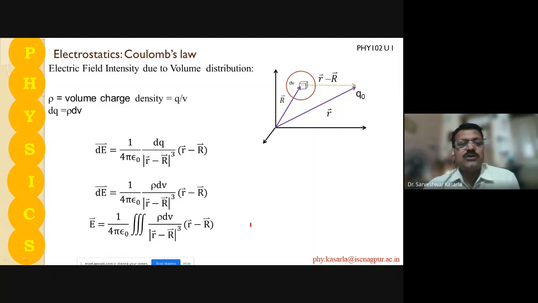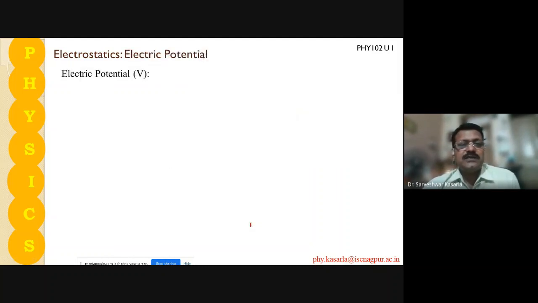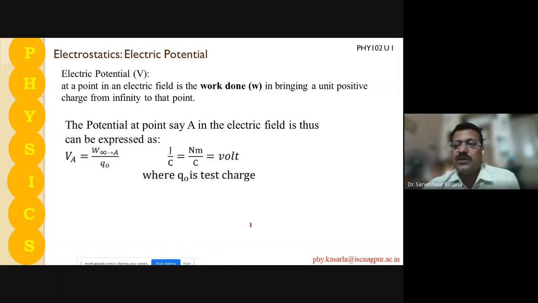So this is about the electric field intensity due to volume distribution. Let us define the electric potential. Electric potential is nothing but the work done in bringing a unit positive charge from infinity to that particular point. The potential at a point, say A, in the electric field can be expressed like this: potential at point A will be equal to the work done in bringing unit positive charge from infinity to that point.